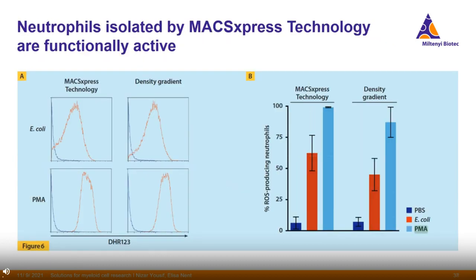Here, the functionality of neutrophils isolated with MaxExpress technology was tested. The neutrophils isolated with MaxExpress technology show high ROS production upon stimulation with E. coli, red bar, and PMA, light blue bar, as compared to the neutrophils isolated with the density gradient method. This data was obtained from flow cytometry analysis.